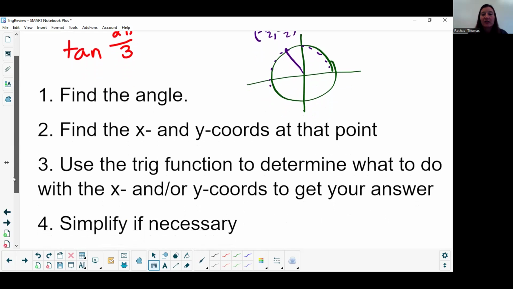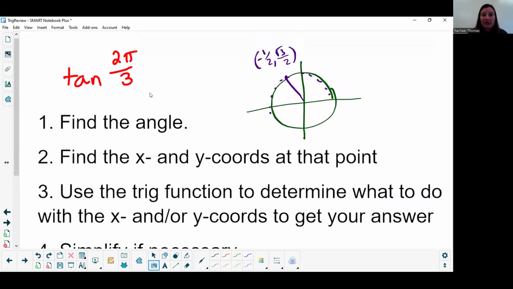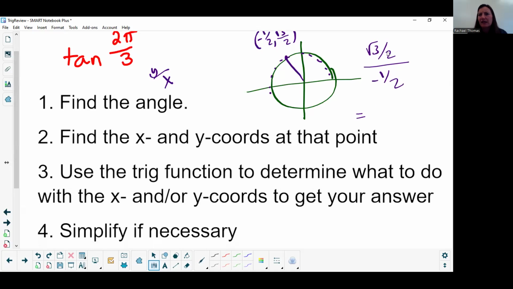That's the very last thing. The trig function is tangent. Tangent is y over x. So that tells me what to do with those coordinates. Y over x. Simplify if necessary. It is in this case. I can cancel the 2's. Root 3 over 1 is just root 3. So I get negative root 3. And that is my answer. That's how we use the unit circle.